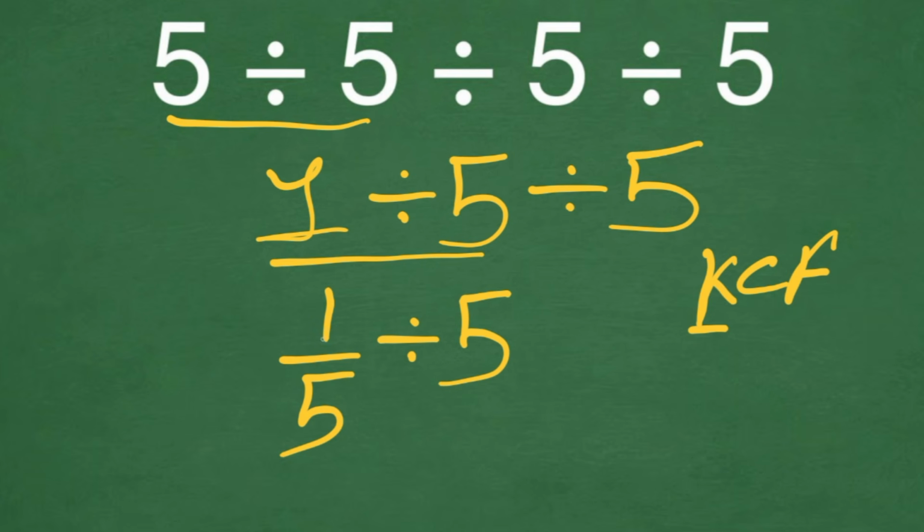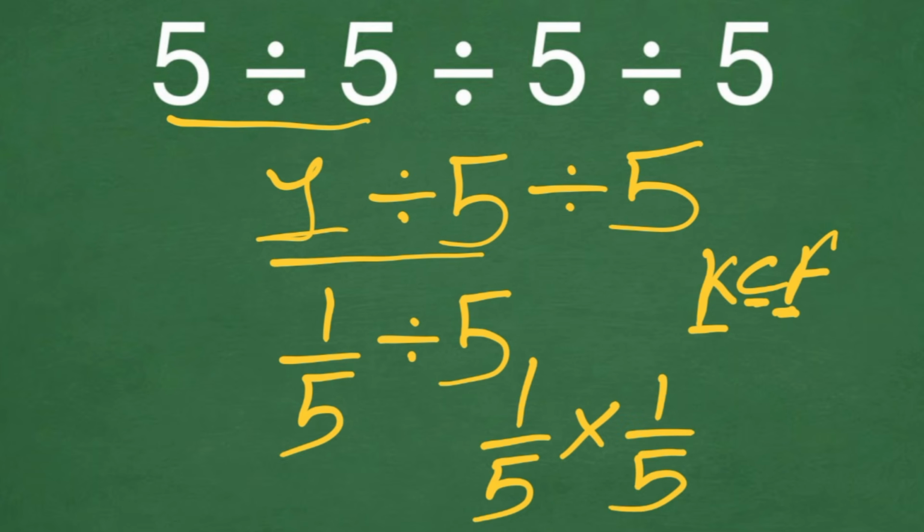So 1 over 5 is going to be kept as it is, right? That is what keep stands for. So 1 over 5, but the division is going to be changed to multiplication. C is for change, right? So we are going to change the division into multiplication, and then we are going to flip the 5, right? The 5 is going to be flipped. So instead of 5, we are going to write 1 over 5.